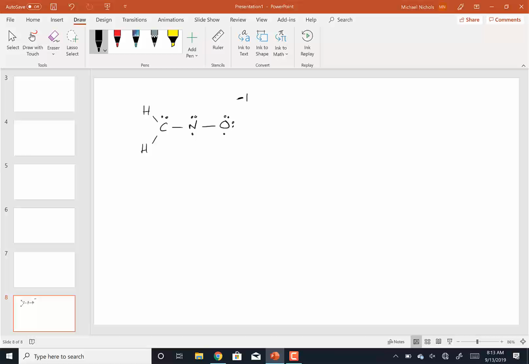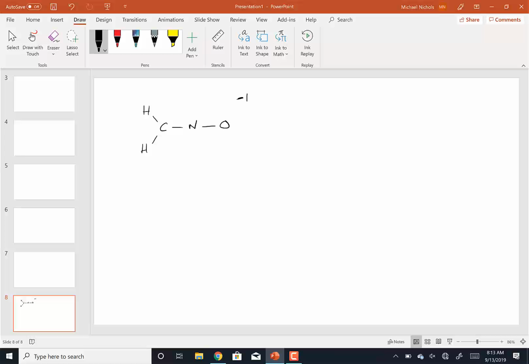So if we have a -1 charge, first of all, I have to give you the core of the structure, how the molecules are bonded. This structure has the nitrogen as its center atom, probably not the least electronegative structure, so it's going to be a little bit different than other ones.